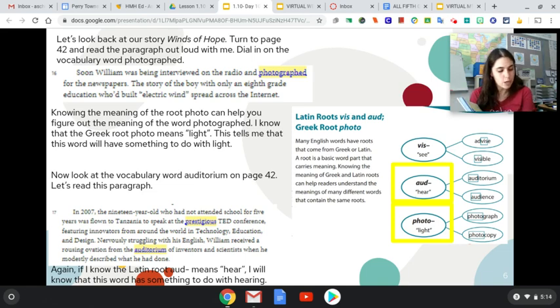Soon William was being interviewed on the radio and photographed for the newspapers. The story of the boy with only an 8th grade education who'd built electric wind spread across the internet.